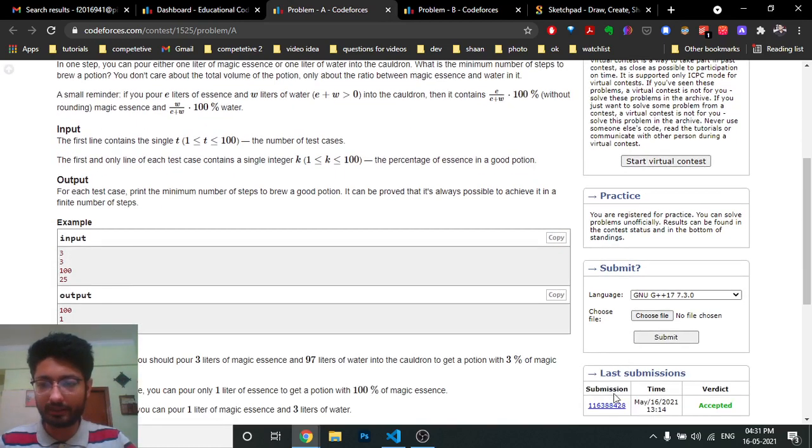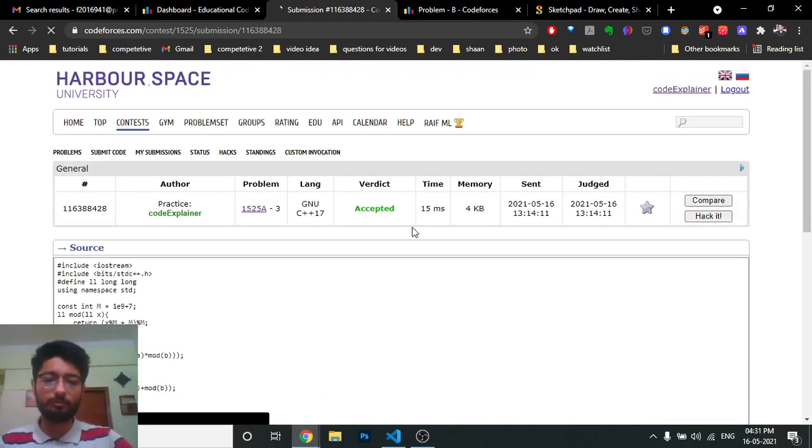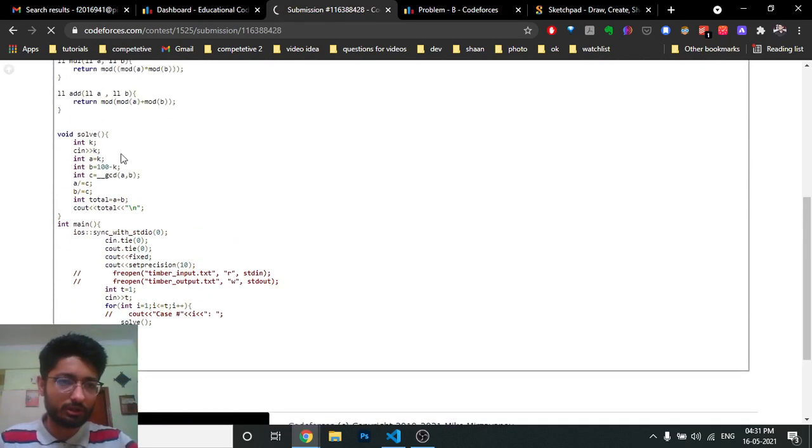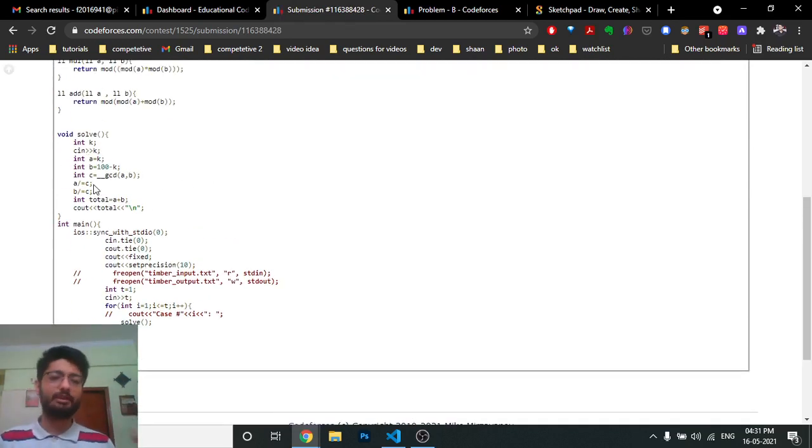I can show you the code part. You can also look at the code in the description. You just take the two numbers, k and 100 minus k, find the GCD, divide both numbers by the GCD, and the answer is the sum of both numbers. I hope you understand the logic in the code part.